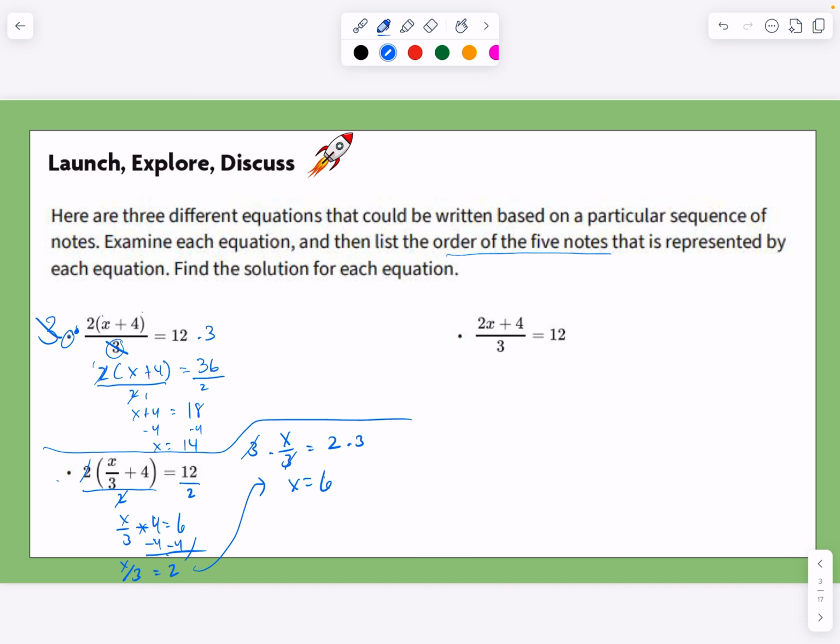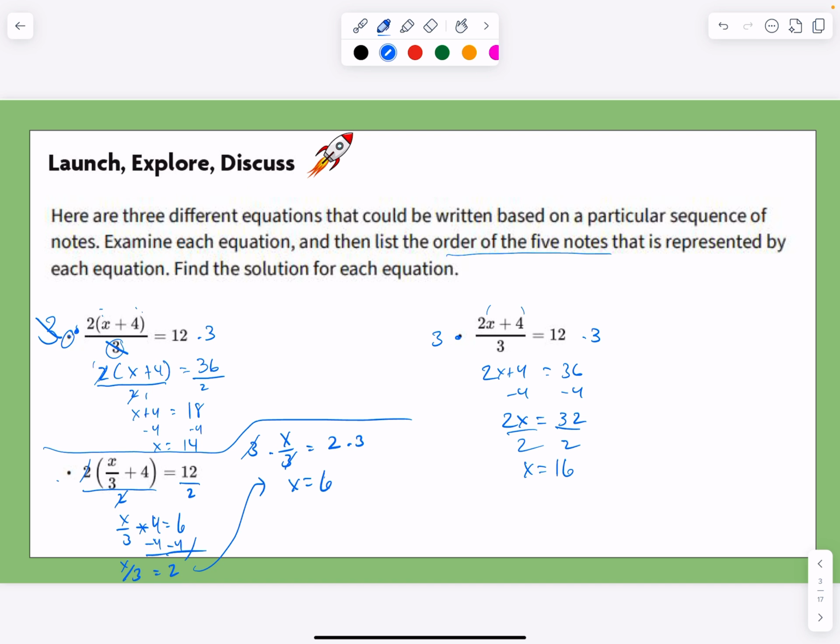And for this last one, I'll multiply both sides by 3. Again, we can see the difference is I don't have parentheses like that one over here. So I end up with 2x plus 4 equals 36. I subtract 4 from both sides, and I'm left with 2x equals 32. Divide both sides by 2, and x equals 16.